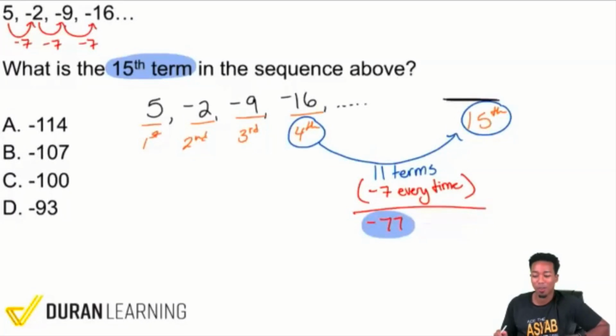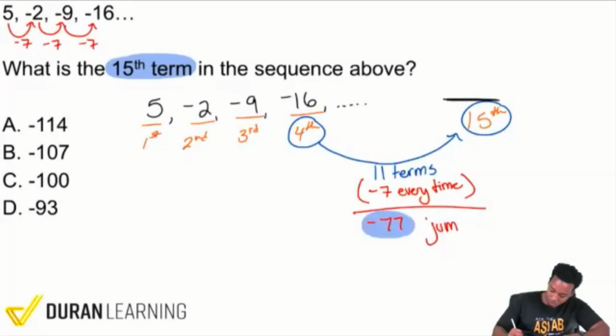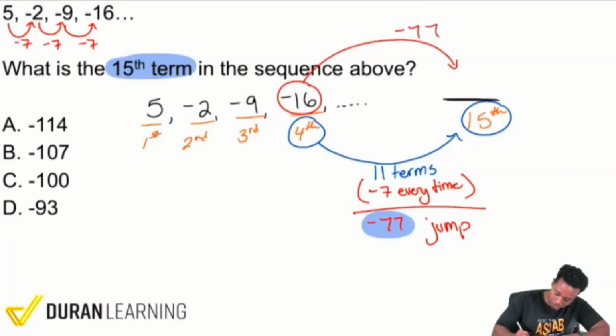That's the jump. That's right, Felicia. Yeah, that right there is considered the jump. So what we're doing from -16, let me just circle the whole negative there. From -16 to the answer, we are subtracting 77.